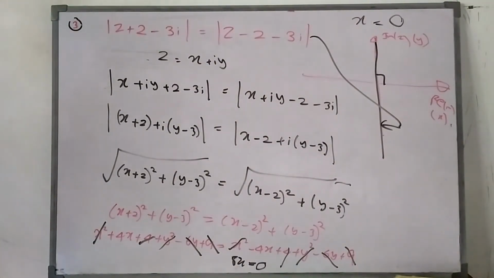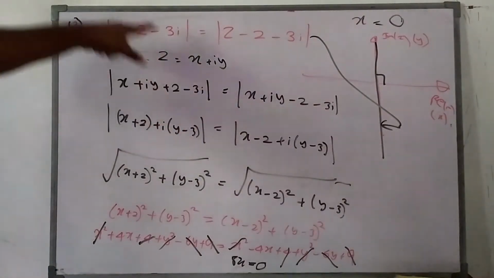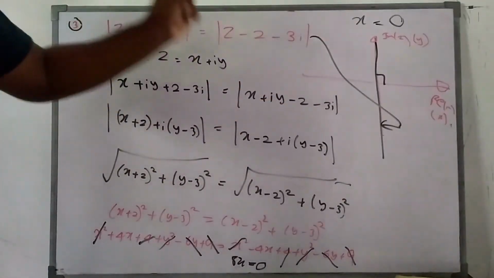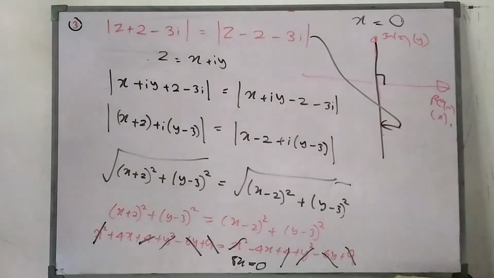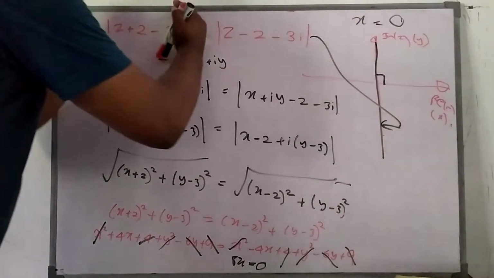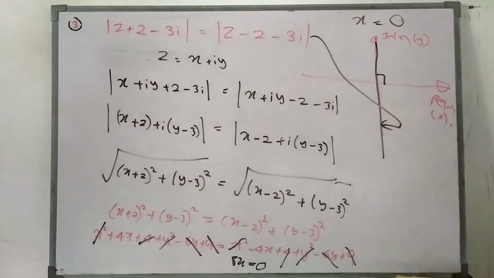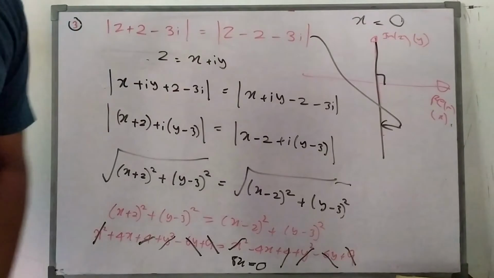Why did I simplify this? Because this is not our main format. Our main format is modulus of z minus z naught equal to r. It can be less than or equal or greater than or equal to r. But anyway, it's not one modulus equal to another modulus. We have to prepare it in the standard way. So what I did, I used the modulus definition to simplify it, and after that I got 8x equals 0, then x equals 0.